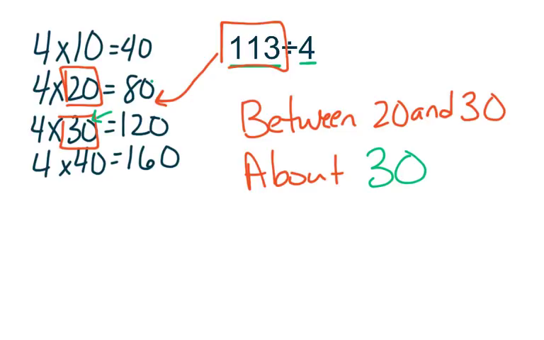I'm looking to see which it's closer to in my sandwich, and then I'm going to go to the factor of the multiplication problem. Okay, so those are my two answers, between 20 and 30 and about 30.